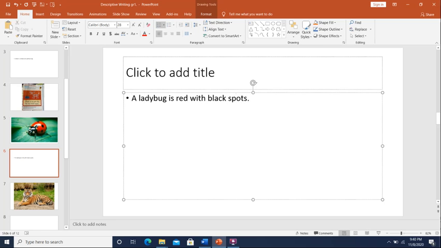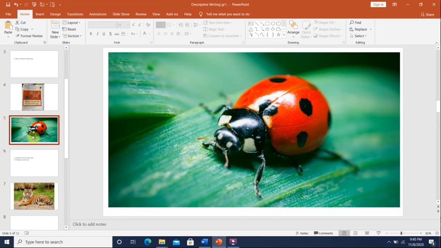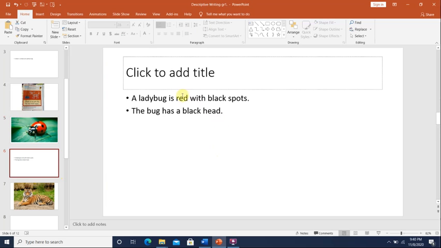We can say the bug has a black head, for example. If I want to add more details, the bug has a black head, or it's a red bug with black spots. These are two sentences that we use to describe the ladybug.